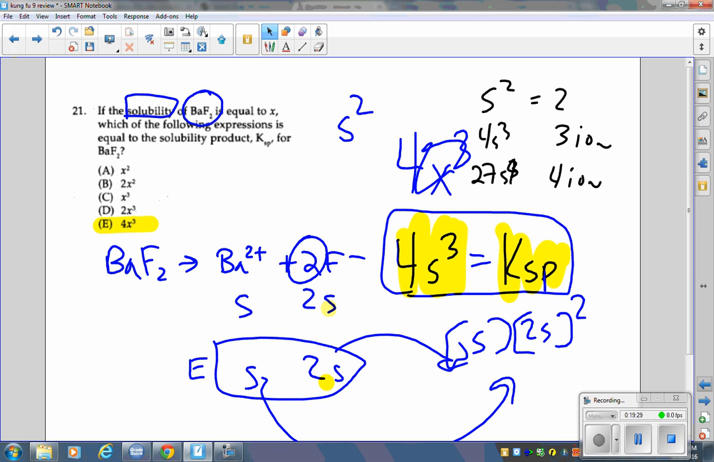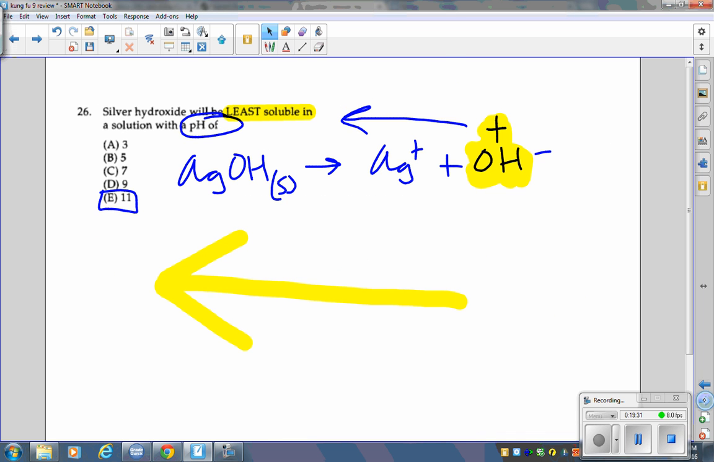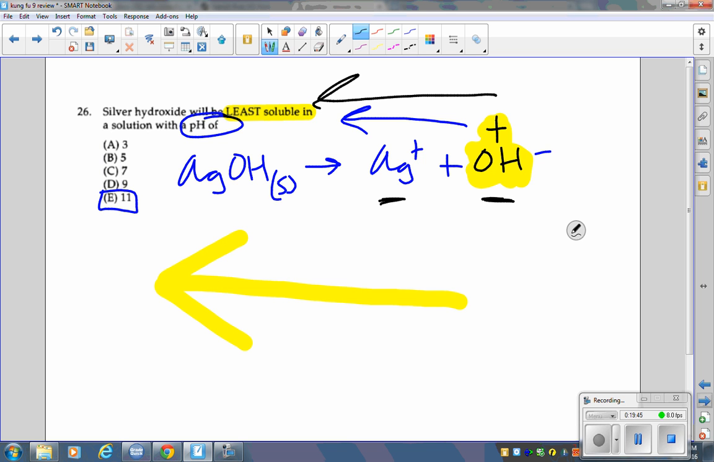All right, 26. Silver hydroxide would be the least soluble in a solution with a pH of what? So when we're talking about KSP and solubility product, it's common ion again. The greater amount of an ion you have on one side, you'll drive it this way and reduce the solubility. In this case, pH is related to OH minus concentration, because as pH increases, we know OH minus concentration increases as well. So you're going to get the greatest amount of OH minus, and the most reduced solubility, if you have a pH of 11.